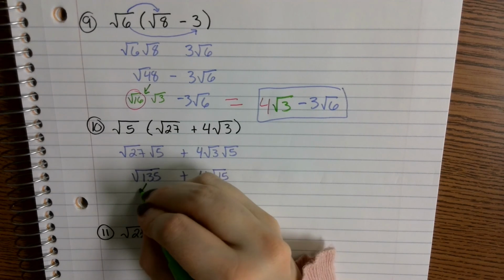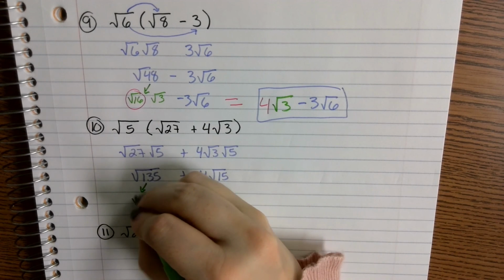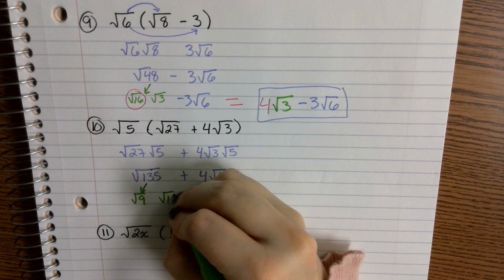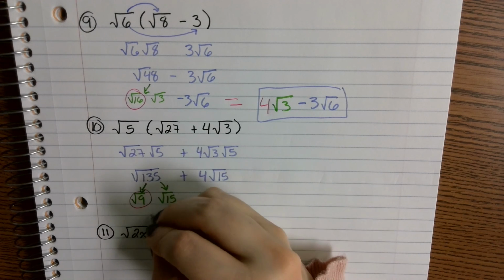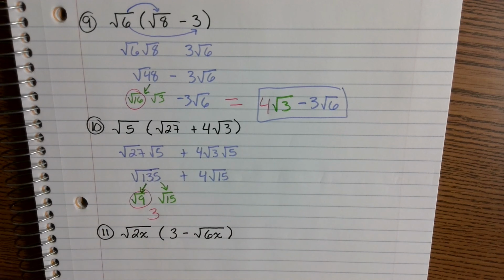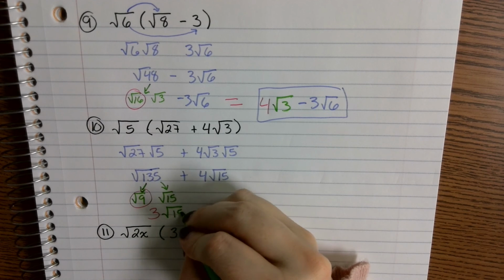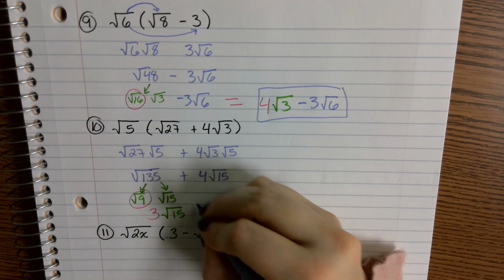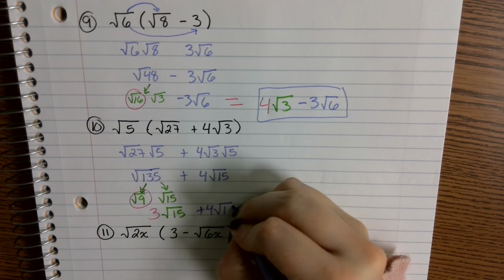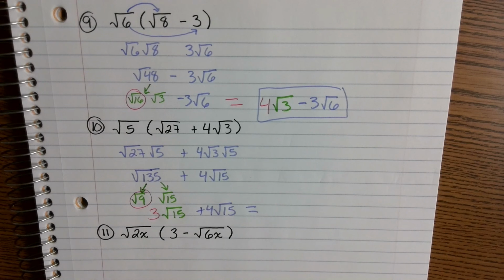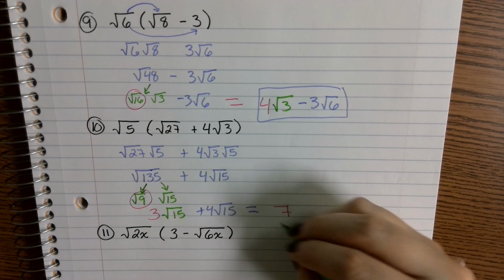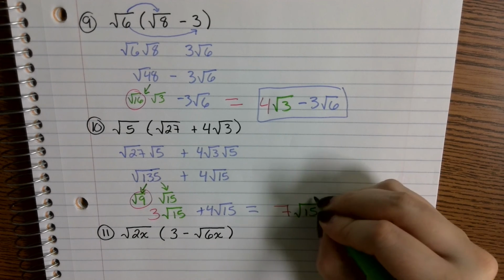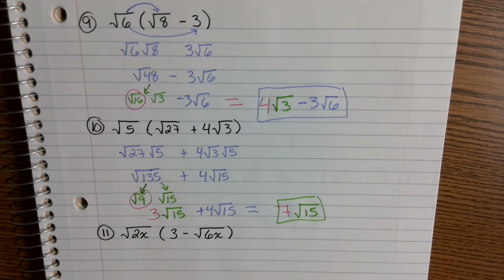135 can be broken down into the factors of 9 and 15. Square root of 9 happens to be perfect. That gives you 3 square root of 15. And then you still have this plus 4 square root of 15. So when you combine it all together, you're going to wind up getting 7 square root of 15, because they are like terms, you can combine them. Okay?